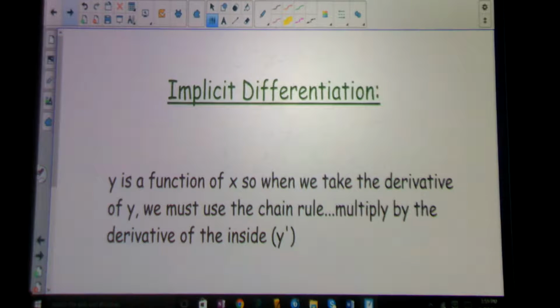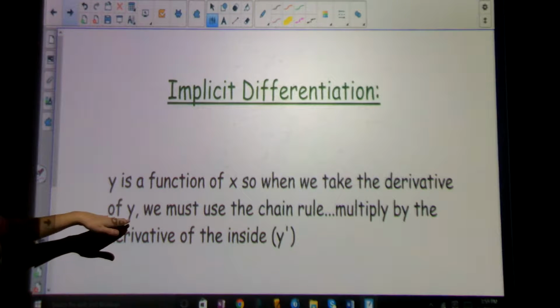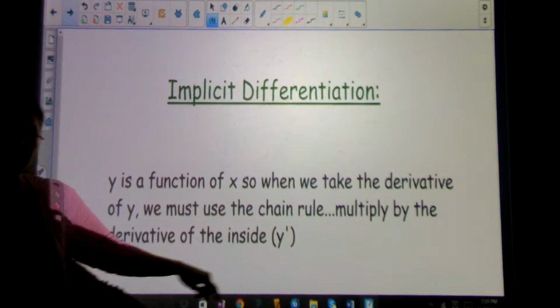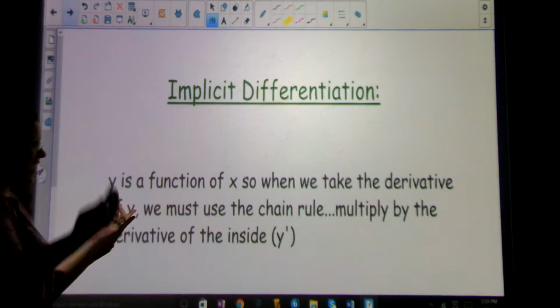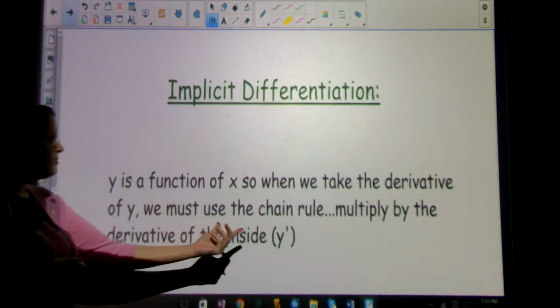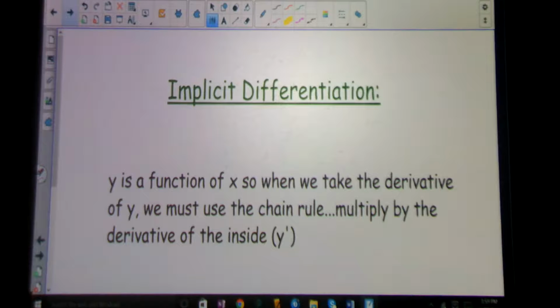What implicit differentiation is, we take the derivative of everything. But y, it's not a variable. It's a function of x. I should say it's not our independent variable. It's a function that depends on x. So whenever we take the derivative of a y, we're automatically going to multiply by y prime. And that is a form of the chain rule. I'm going to take the derivative of the outside, which is the y, but I have to multiply by the derivative of the inside. Now we don't know what the inside is, because we're not told what y is, but we know we have to multiply by that y prime.